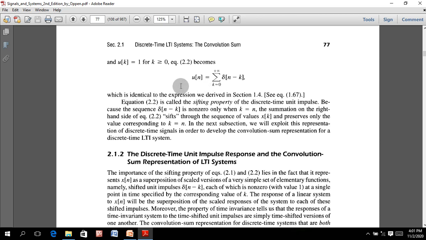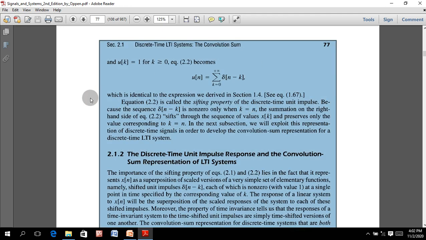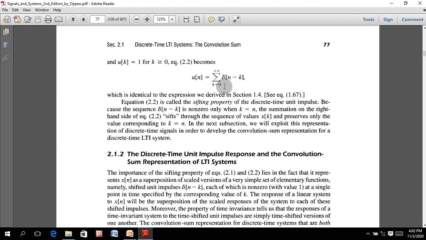Another thing we need to understand is that the whole equation I have explained is also known as the shifting property of the discrete time unit impulse. The sequence del of n minus k is non-zero only when n is equal to k. Suppose n is equal to 1 and k is equal to 0. What do we get? We get del of 1, and del of 1 will not provide you any amplitude, right? It will not provide you any amplitude.